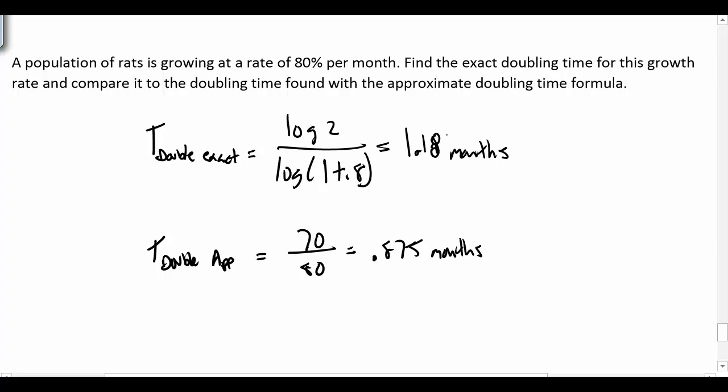Okay, so notice, not even close. But in all fairness, we do have the rule that says we can only use the approximation formula up to about 15%. So we knew going into this that 80% was clearly outside that range, and so our approximation method wasn't going to give us a decent estimate on that at all.